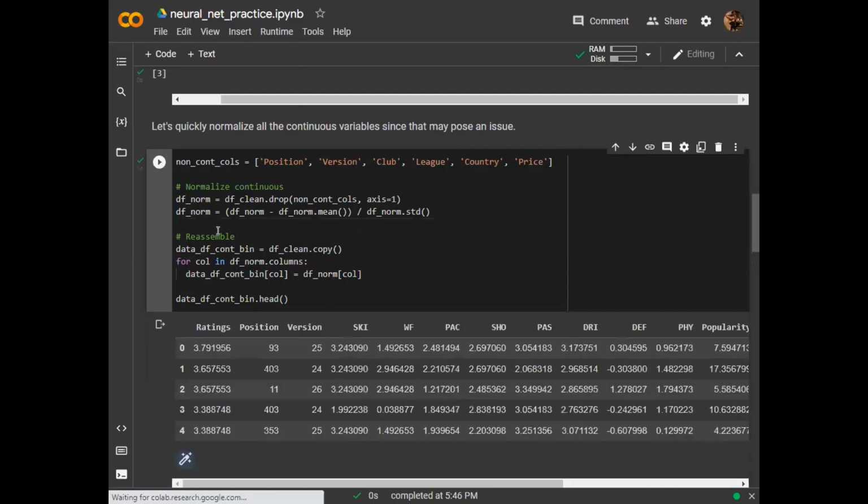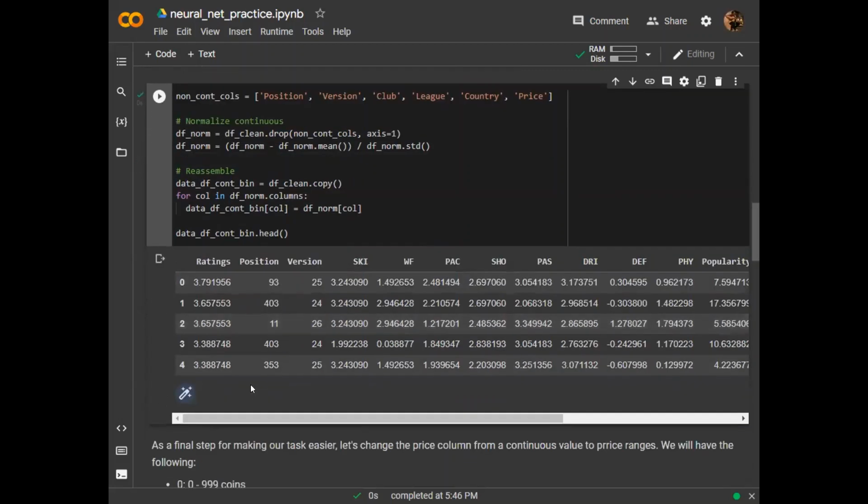we just normalize the data. In terms of specifics, I make a version of the data frame that doesn't have all the categorical things, and then normalize it by subtracting the mean and dividing by the standard deviation. Then I reassemble it by taking a copy and resetting it.